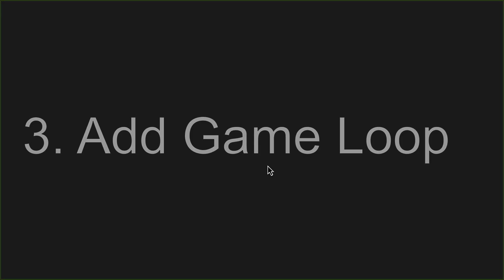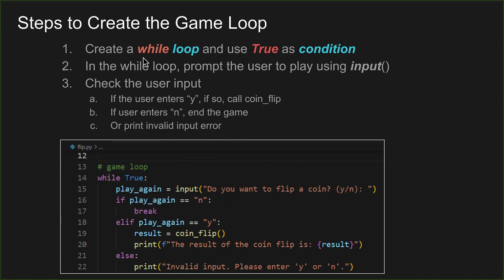We need to add a game loop so that we can call our coin flip function. To do that, we will create a while loop and then use true as the condition. So it will continue to loop. In the while loop, we will prompt the user to play using the input method. Check the user input. If the user enters Y, then we call coin flip. If the user enters N, then we end the game. If it's neither Y nor N, we complain. We print an invalid input error.